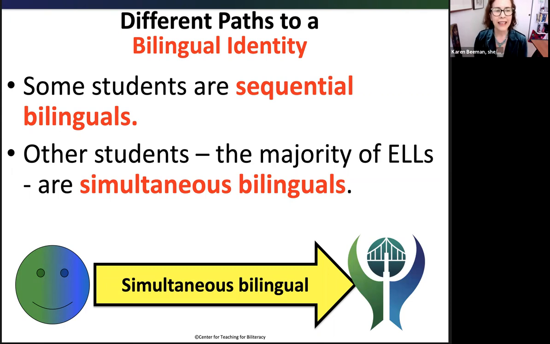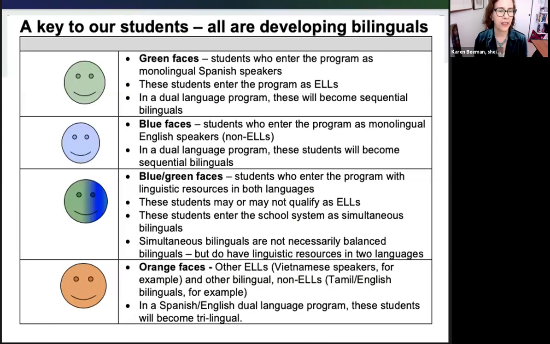And so the key to our students would be this image here. And I'm going to be speaking about all of these students in a minute. But we have green, blue, teal, and orange students. Our orange students are those who come in with a third language. So here in Chicago, that would be Polish speakers, Arabic speakers, Tagalog speakers, Mandarin speakers. I'm sure it's very similar in Maryland, if not more diverse. And the question is, can they all be in a dual language program? And the answer is yes.